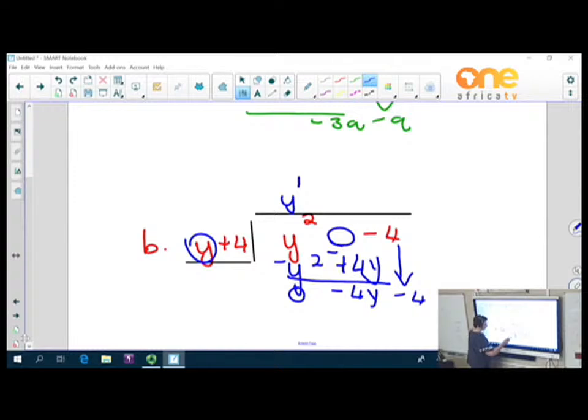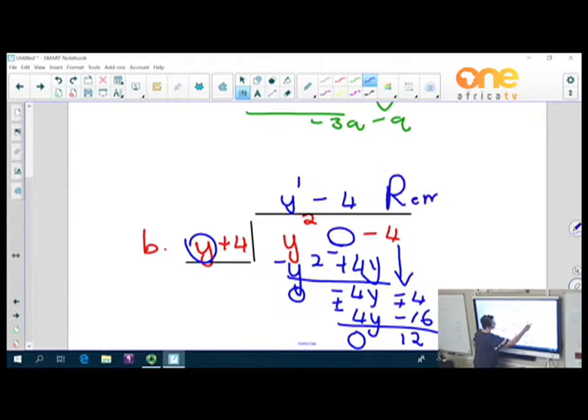How many times will y divide into this one? Negative 4 times. So we multiply, then you have negative 4y minus 16. We subtract, so we change the second signs. This one eliminates, and this one is then positive 12. So it will be remainder 12. Remainder 12 there.